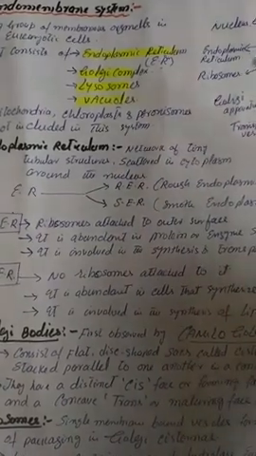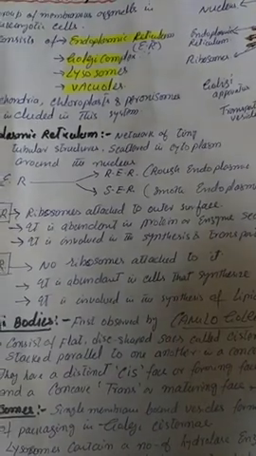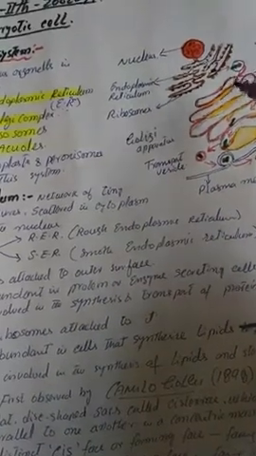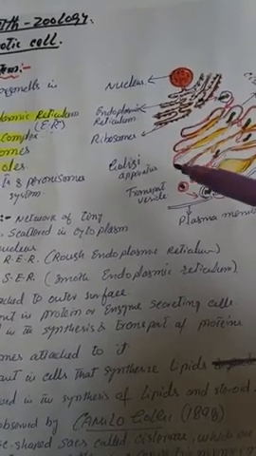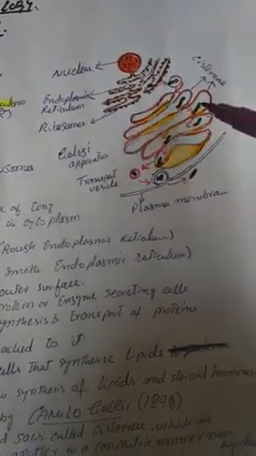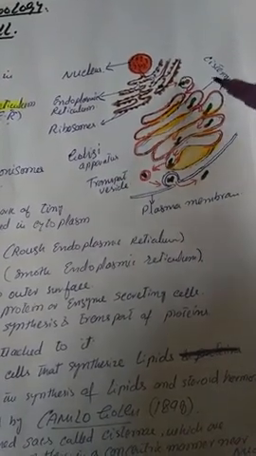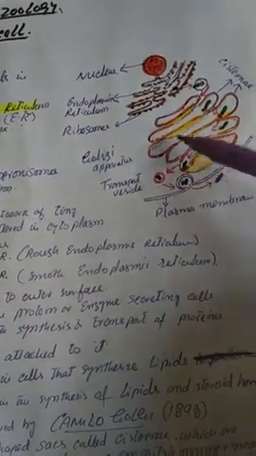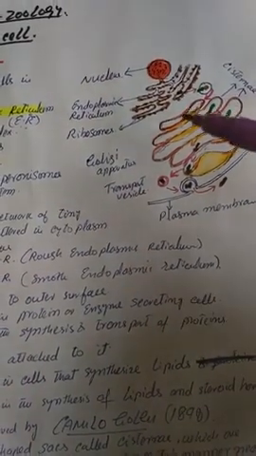Now, the next component of the endomembrane system is the Golgi bodies or Golgi complex. These Golgi bodies were first observed by a scientist known as Camillo Golgi in 1898. These Golgi bodies consist of many flat, disc-shaped sacs, which are also called cisternae. And these cisternae are stacked parallel to one another in a concentric manner near the nucleus.